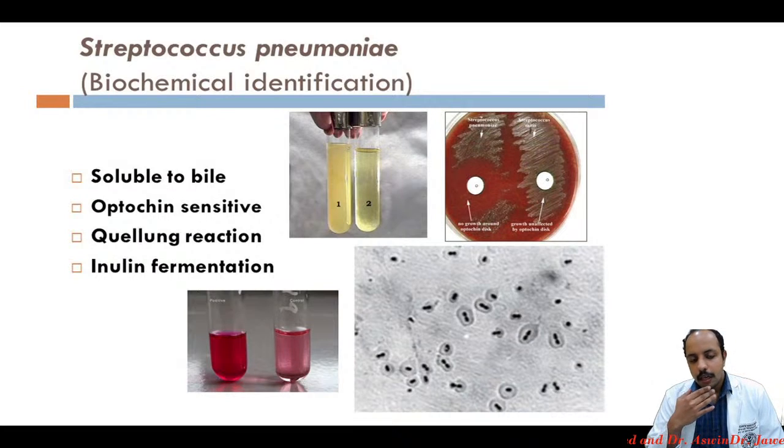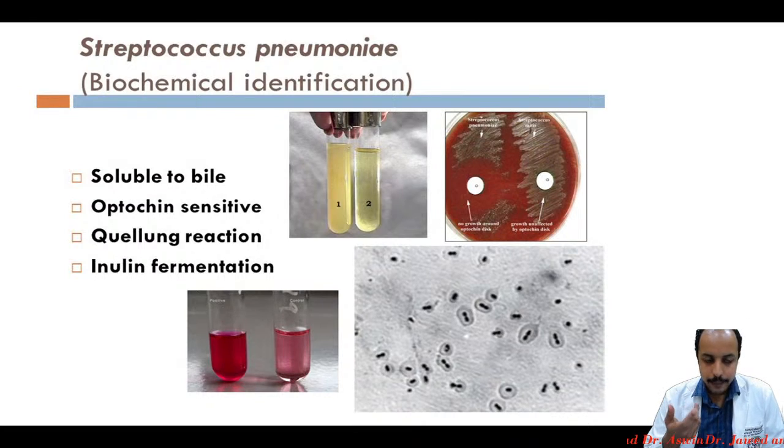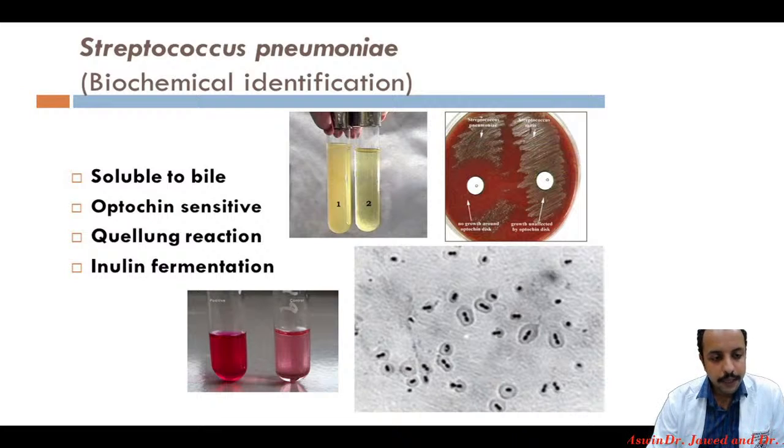And another method to demonstrate the capsule is Quellung reaction, where we can demonstrate the capsular swelling by using a type specific antisera which is raised in rabbits and using simple dyes such as methylene blue directly on the colonies on a slide under a microscope. Now for the Streptococcus pneumoniae, there are two vaccines available. One is pneumococcal polysaccharide vaccine, which is 23 valent, and the other one is pneumococcal conjugate vaccine, which is 13 valent, PCV 13. Thank you.